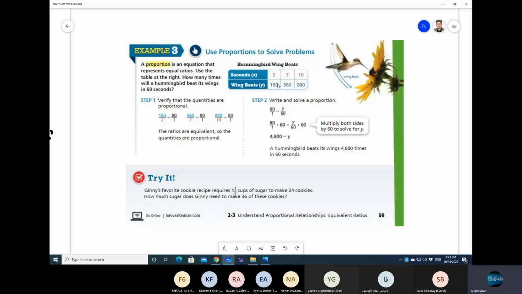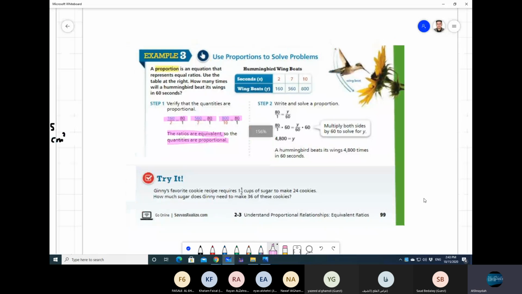Here we have 160 divided by 2, which is equal to 80 divided by 1. And here we have 560 divided by 7, which can be simplified to 80 divided by 1, and 800 divided by 10 gives you 80 divided by 1. So you can say that the ratios are equivalent, so the quantities are proportional.